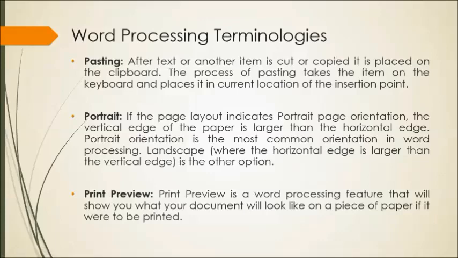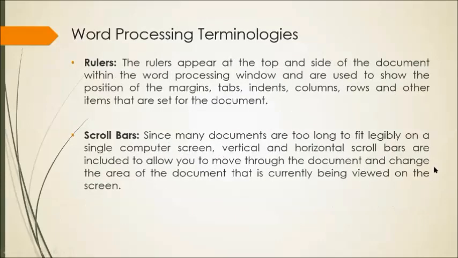Next is the print preview, a word processing feature that will show you what your document will look like on a piece of paper if it were to be printed. Rulers. The rulers appear at the top and side of the document within the word processing window and are used to show the position of the margins, tabs, indents, columns, rows, and other items that are set for the document. Scroll bars. Since many documents are too long to fit legibly on a single computer screen, vertical and horizontal scroll bars are included to allow you to move through the document and change the area of the document that is currently being viewed on the screen.